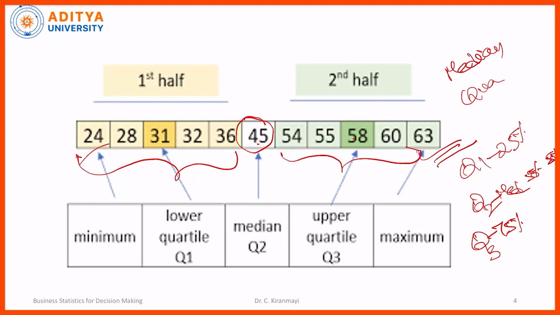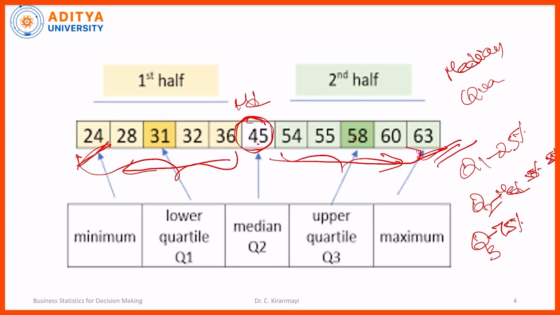Therefore, we can easily understand what the minimum value in the data is, what the maximum value is, and also, with the help of the median term, we can identify the exact middle value and its position. It means that the median value 45 means all the values less than 45 lie on the left side, and all the values greater than 45 lie on the right side. So, this is how we can understand the characteristics of the data.